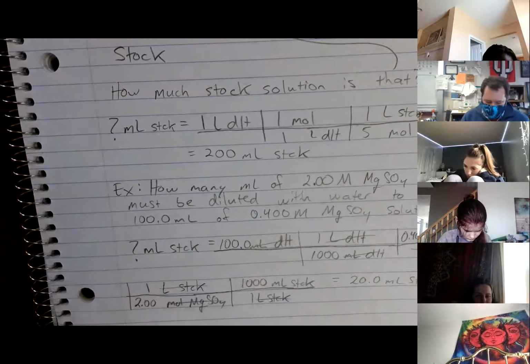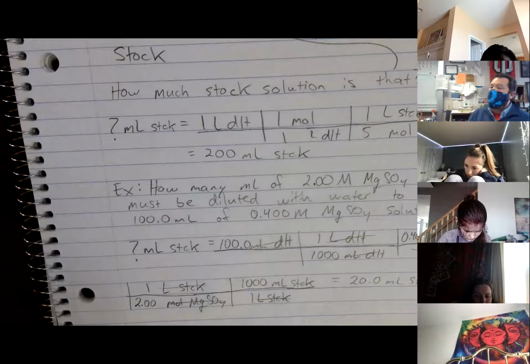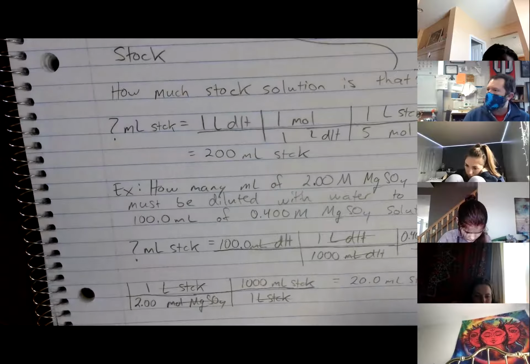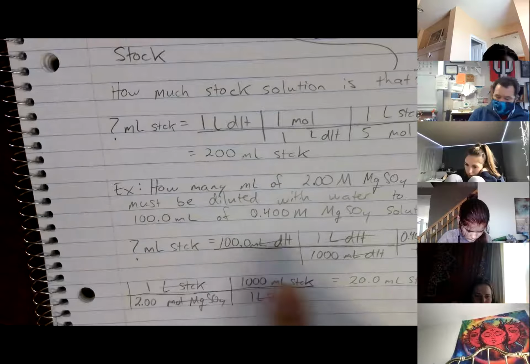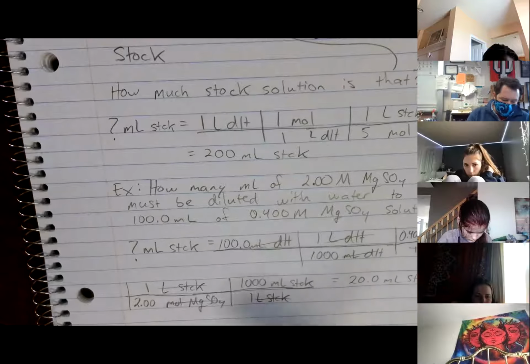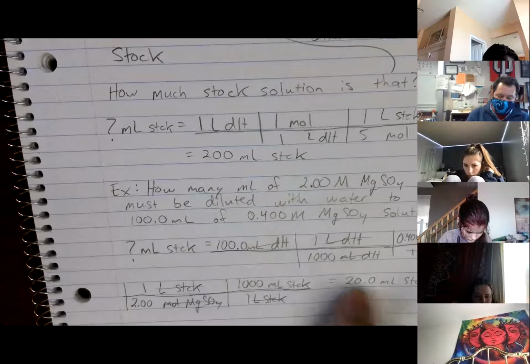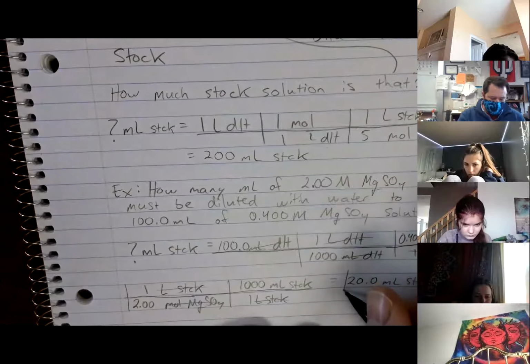20.0 milliliters of stock. No, my calculator didn't tell me the 0.0. It just said 20. I had to be a little bit smarter in my calculator. 4 significant digits, 3 significant digits, 3 significant digits. I need 3 in my final answer. So there it is.